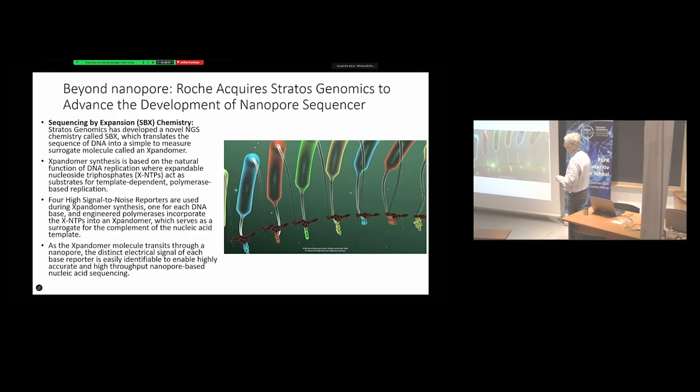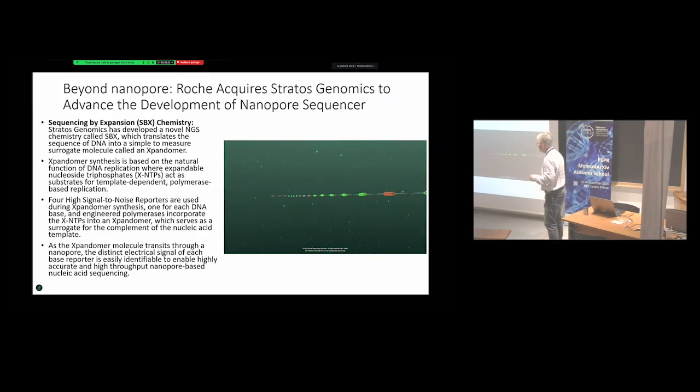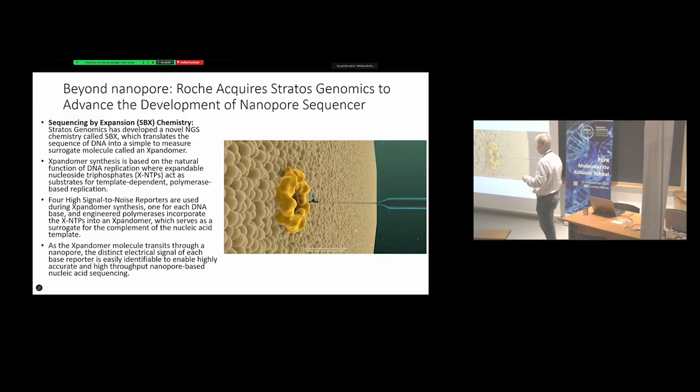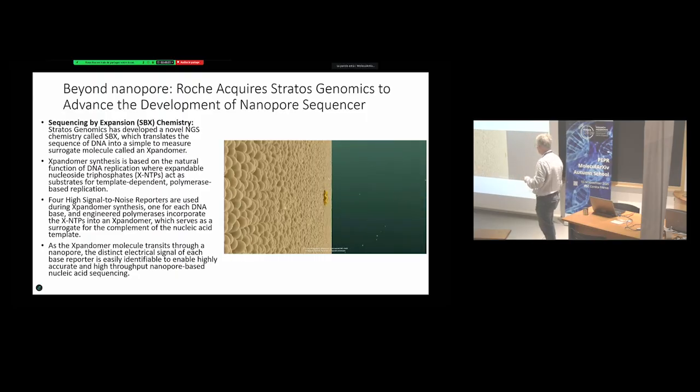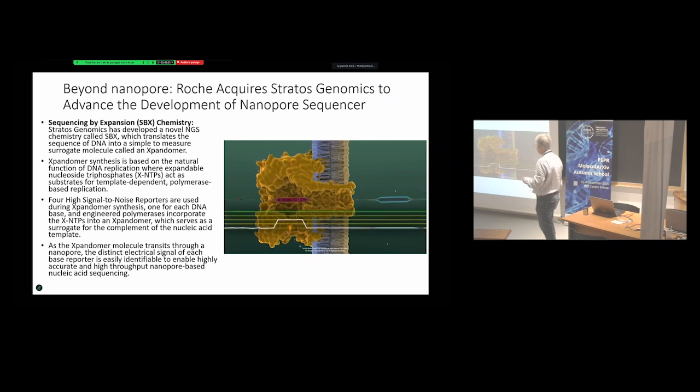So the idea behind Stratos is to have the incorporation of a different type of molecules. So instead of having the inclusion of a nucleotide in the chain that you want to measure, they are introducing what they call expandimers, which correspond to a very long chain made of several times the same nucleotide. And so the advantage is that you will have a very stable signal to detect a C, to detect a T, to detect a T, to detect a T.